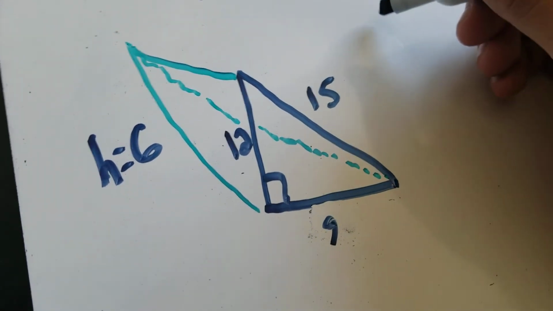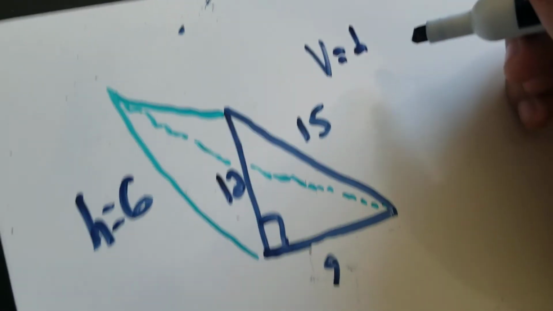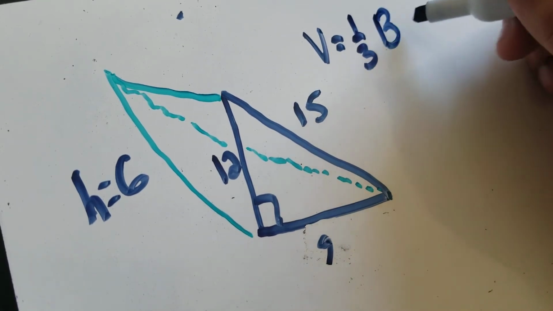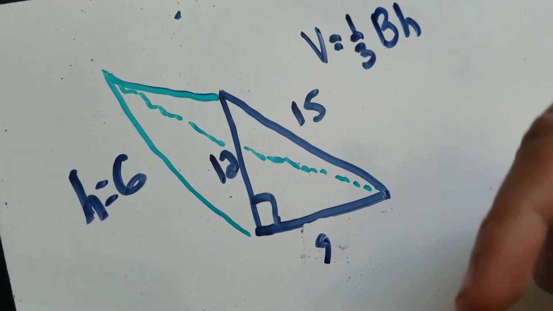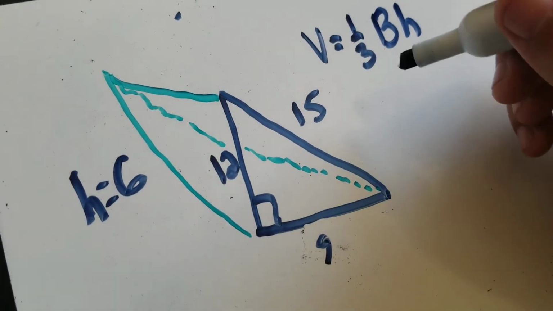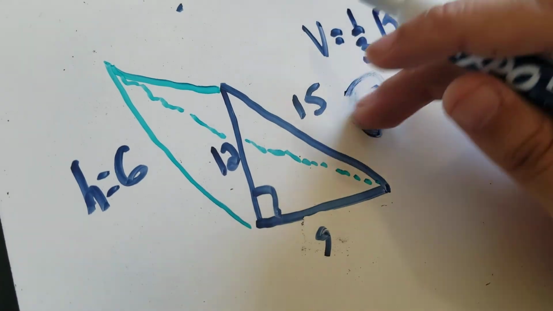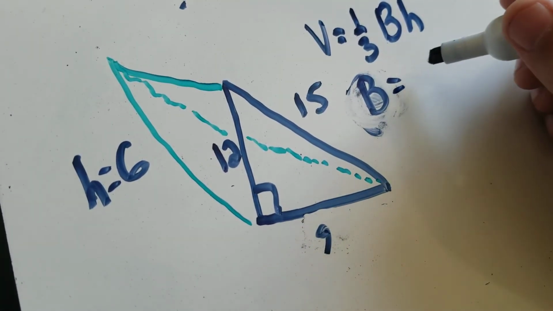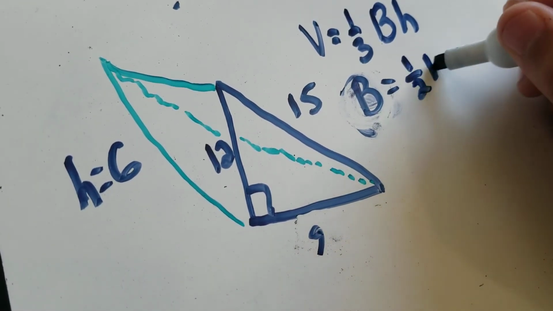Since I know it's a pyramid, the volume equals 1/3 base times height. So it's up to us, the person doing the problem, to figure out the bases. The base of the shape is a right triangle, and the area of a right triangle is 1/2 base times height, a little lowercase b.